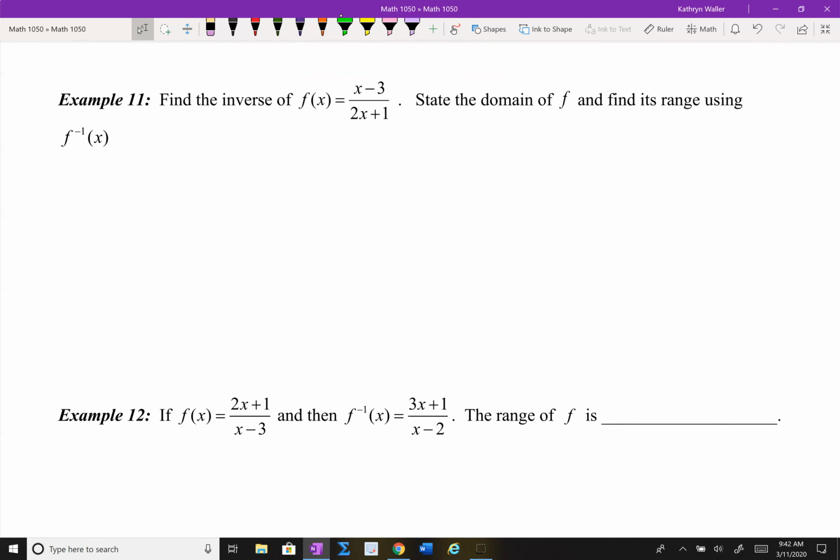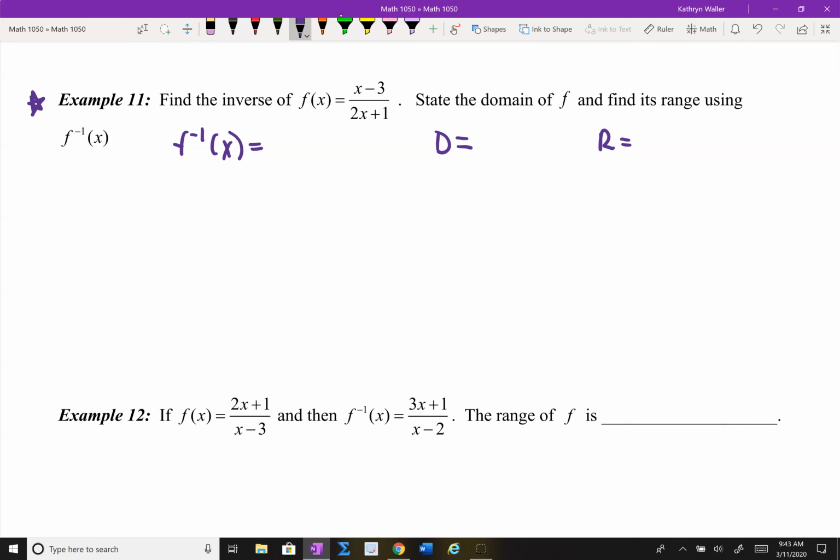Find the inverse, and then state the domain of f and the range using the inverse. Okay, so it's a little confusing, like what are they asking me for? Is this highlighted? No. Nothing left is highlighted. Okay, still want you to put a little star, because I have seen this recently. Not obviously last semester it would be highlighted, but I have seen it recently. Here's what they want to know. They want to know what is the inverse. Then they want to know the domain of the original and the range of the original.